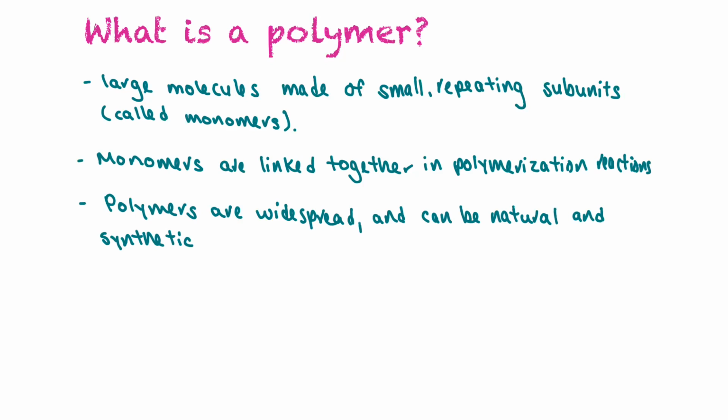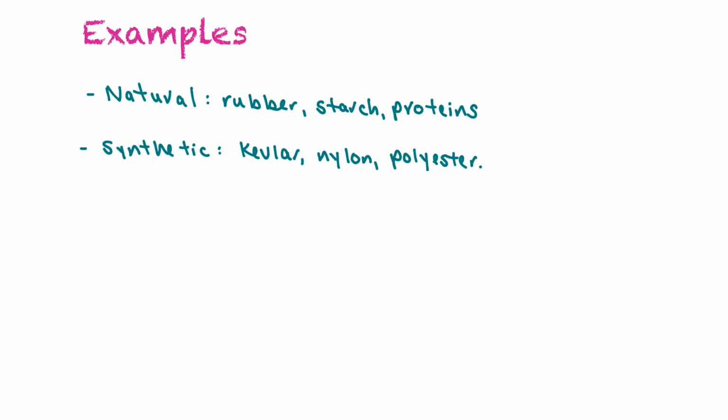Polymers are widespread and they can be both natural and synthetic. Many of the foods that we eat are polymers, and many of the materials that we use are actually polymers as well. So some examples of natural polymers would be rubber, starch, and proteins. Synthetic polymers could be Kevlar, nylon, and polyester.